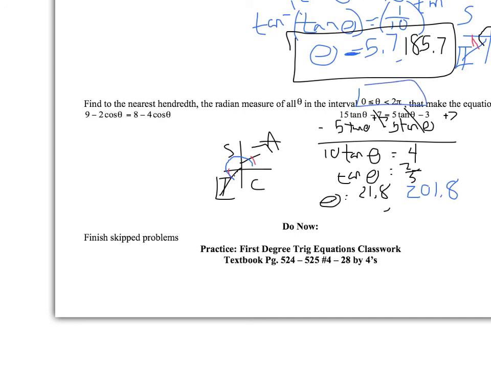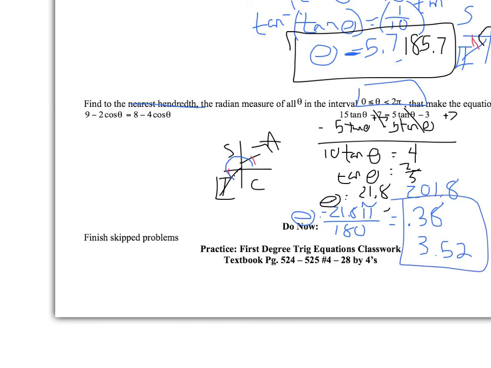Notice it wants a value between 0 and 2 pi, which means radian value. We want it to the nearest hundredth. The way we get to the nearest hundredth is you take 21.8, multiply by pi in your calculator, and divide by 180. That's going to give you 0.38. And the same thing with the other one. You're going to take 201.8, multiply by pi, and divide by 180, and that gives you 3.52. At this point, you can do the problems that I skipped.